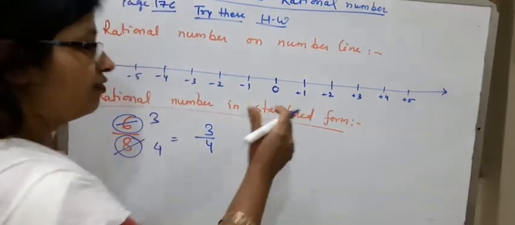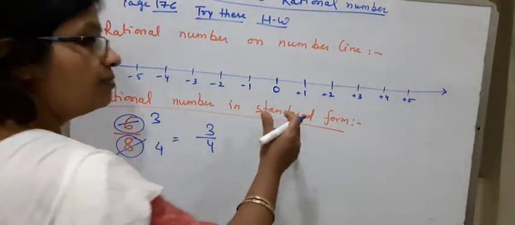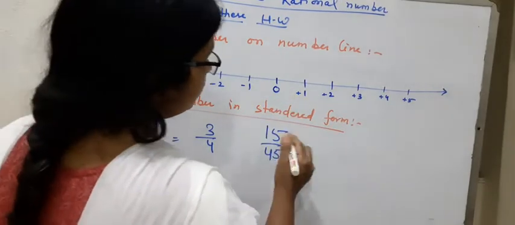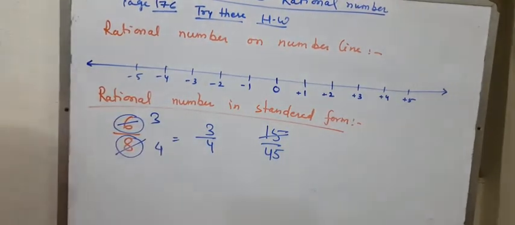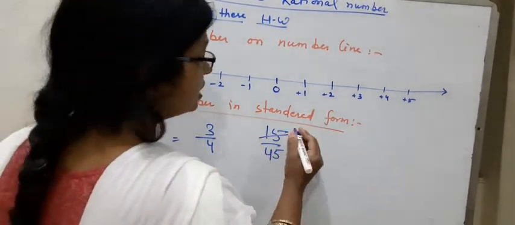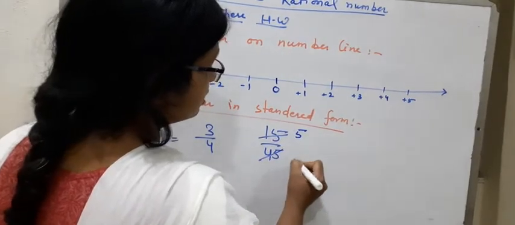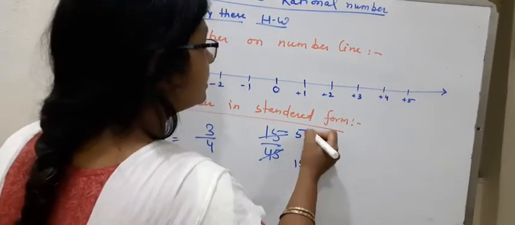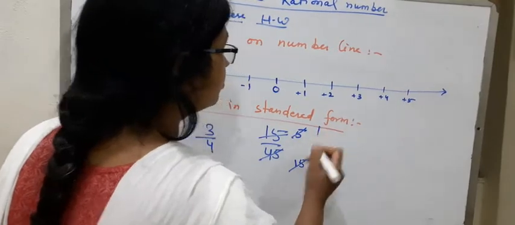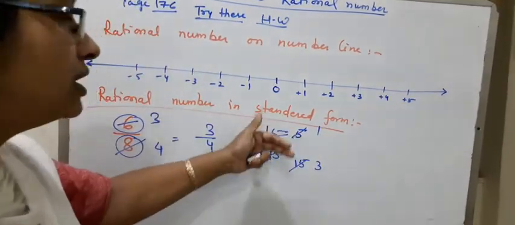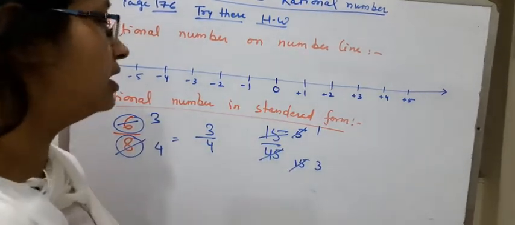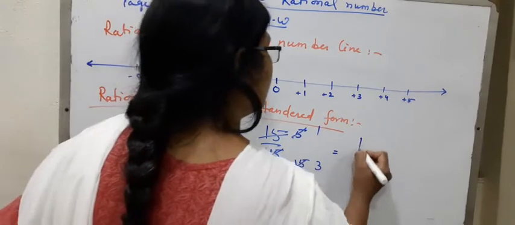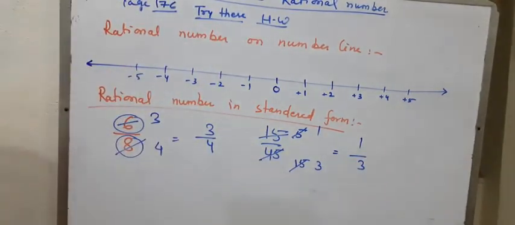Next is 15 by 45. So we divide both by the same number. 15 is divisible by 3 and 45 is also divisible by 3. So we divide 15 by 3: 3 5s are 15. Then 45 by 3: 3 15s are 45. We divide both numerator and denominator by 3, then we divide by 5 both numerator and denominator. So we get 1 by 3, which is the standard form.